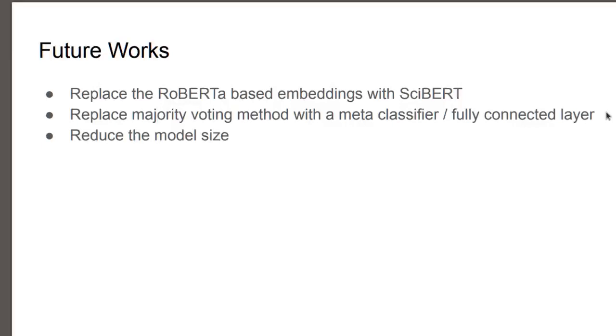Here I would like to reveal the work which we are going to do in future. We would first like to replace the RoBERTa based embeddings with SciBERT in the overall model architecture discussed previously, and check if that improves the overall performance of the model. Secondly, we would like to replace the ensembling technique, that is the majority voting method, by a meta classifier or a fully connected layer. Thirdly, the model at present is huge in size. We will try to reduce the model size.